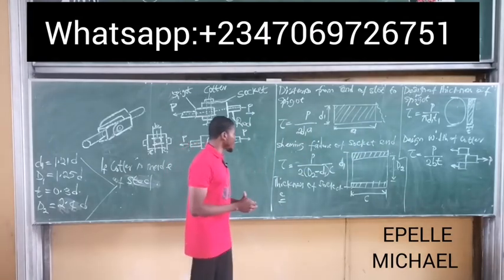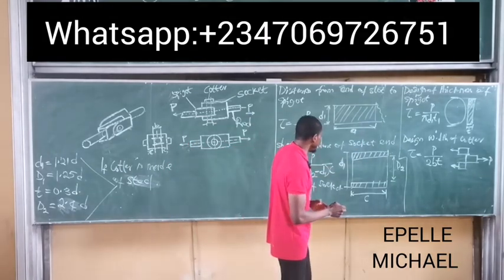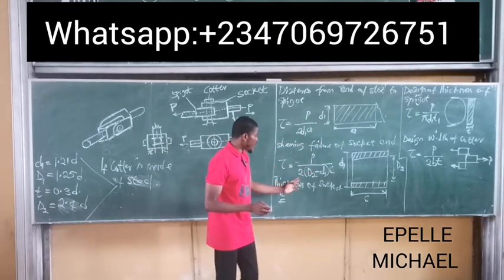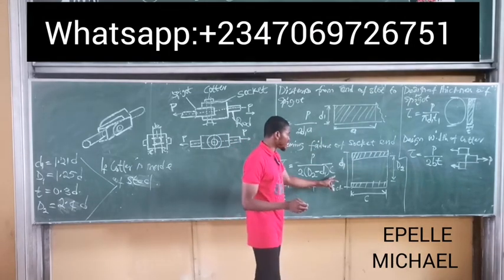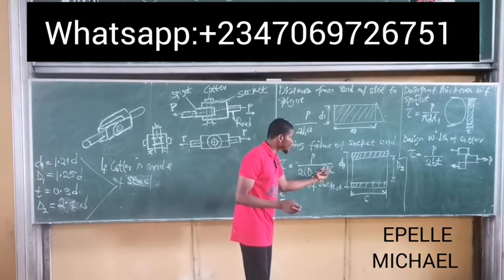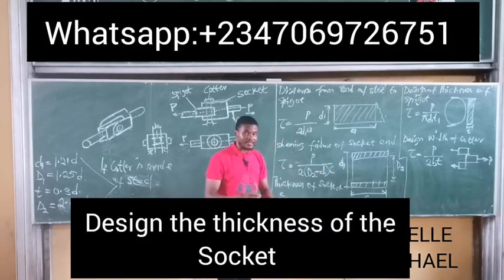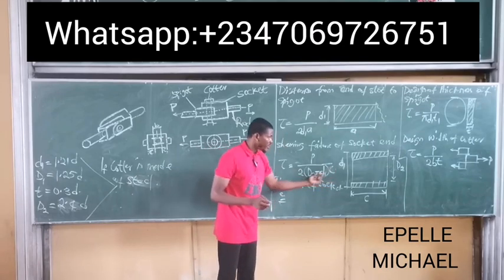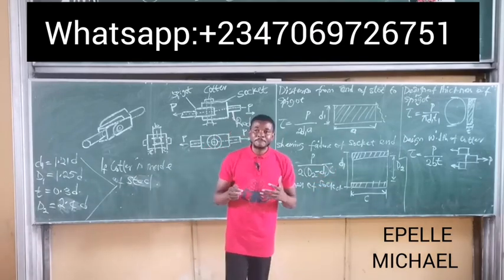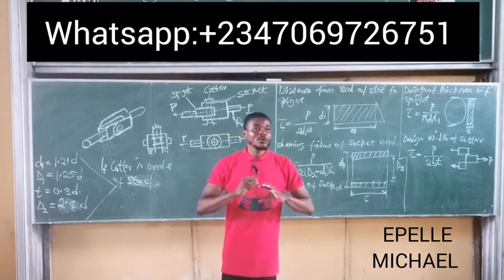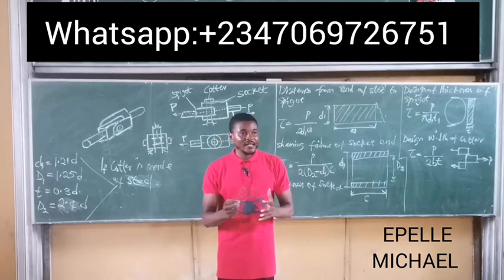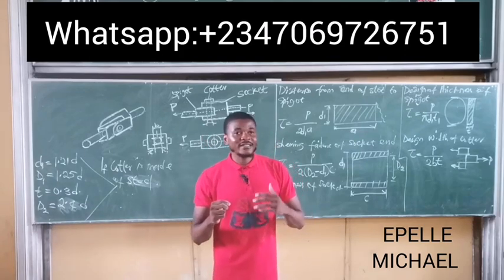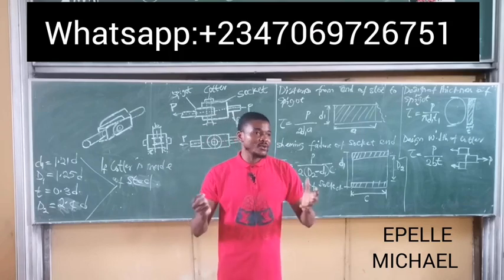The next thing to consider is the shearing failure of the socket. The shearing failure of the socket is given mathematically as: shear stress equals P over 2 times (D2 minus D1) times C, where C is the thickness of the socket. So all we need to do now is design the thickness of the socket. We simply make C the subject of the formula from here. So when the question says design the cutter joint, it is simply telling you that what you are basically designing is either distance or diameter or thickness, just to avoid any form of failure. That's the essence of designing, not one big thing or the other.